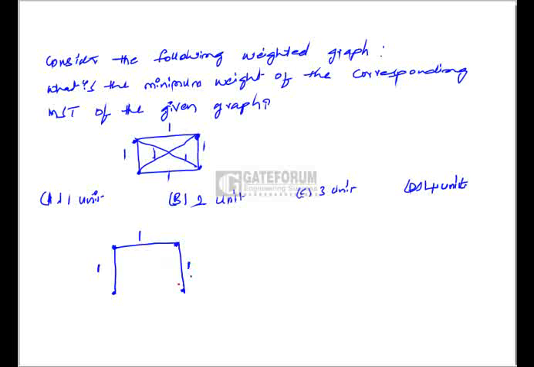In a spanning tree, there should be a path between each and every pair of vertices, and the number of edges in the spanning tree is n minus 1, where n is the number of vertices. So here the cost of this minimum spanning tree is 1 plus 1 plus 1, which is 3 units. So here the correct option is option C.